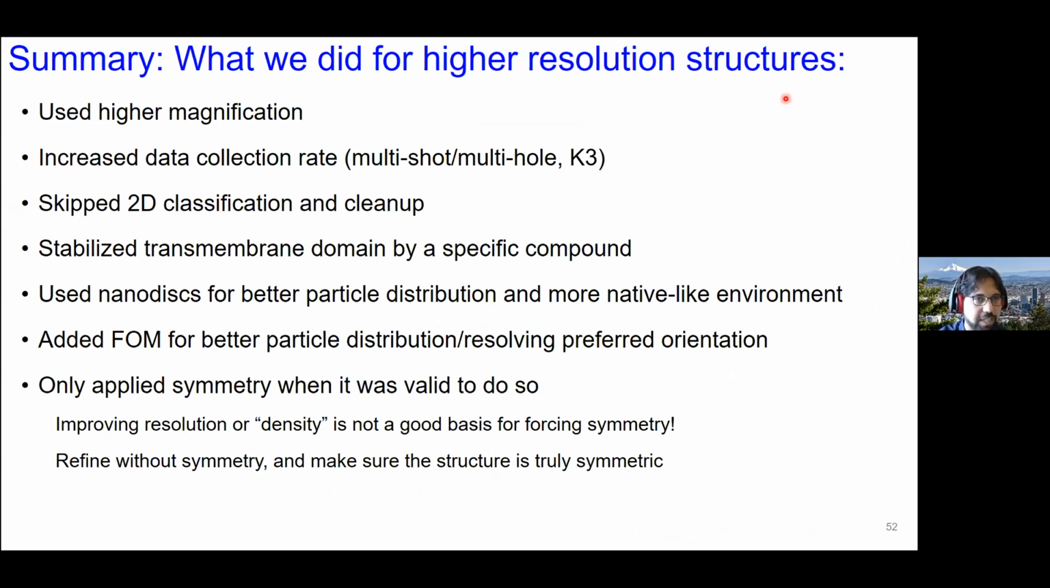Okay, so what helped us go to higher resolution? Using higher magnification, increasing our data collection rate, skipping 2D classification and cleanup, going straight to 3D classification, stabilizing the transmembrane domain, the portion of the receptor that we really wanted to see, using a specific compound, using nanodiscs for better particle distribution and potentially giving it a native lipid-like environment, adding FOM so we could actually visualize the nanodisc samples under the microscope, and only applying symmetry if it's valid to do so.